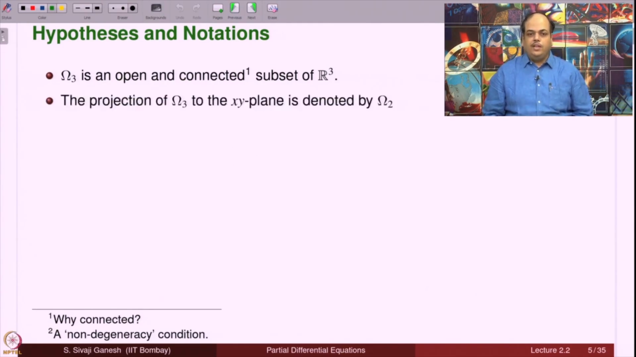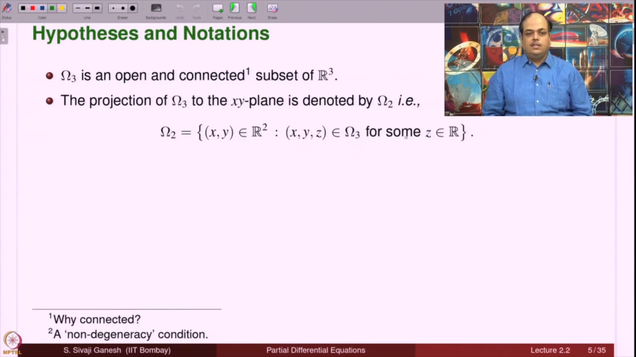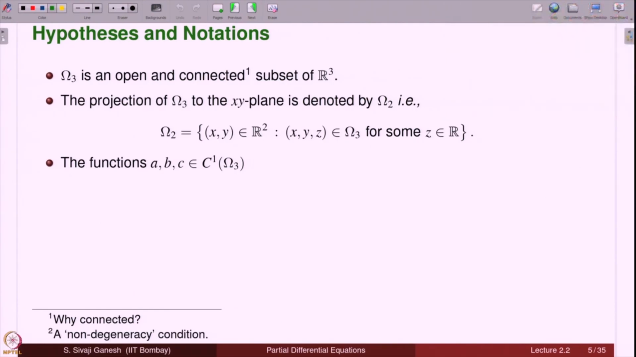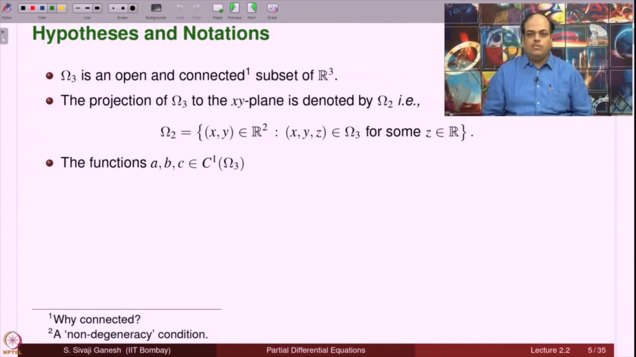Then the projection of omega 3 to the xy plane is denoted by omega 2, that is consistent. Omega 2 is a subset of R2. So, how do we define that? Those ordered pairs (x, y) in R2 such that (x, y, z) belongs to omega 3 for some z in R. So, the functions a, b, c, which will be playing a role in defining the quasi-linear first order PDE, are assumed to be C1 functions on omega 3, that is continuously differentiable functions on omega 3, which is equivalent to assuming that all partial derivatives of a, b, c with respect to the 3 variables exist and are continuous on omega 3.